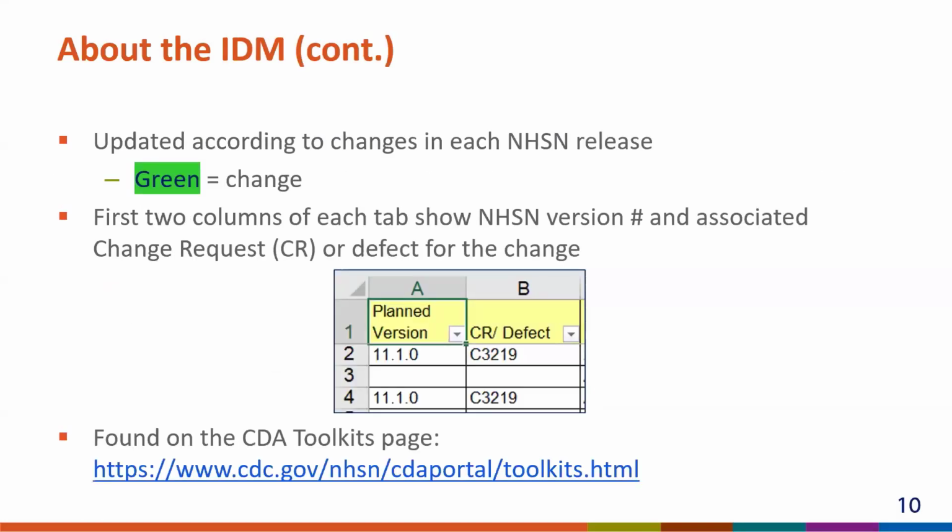So the IDMs are updated according to the changes that occur in each NHSN release. In general, a green cell indicates that there was a change in that cell from the previous NHSN release. The first two columns in most of the tabs include the NHSN version number and associated change request, CR, or the defect for that change. And you can find the IDM on the CDA toolkits page that we've linked here.